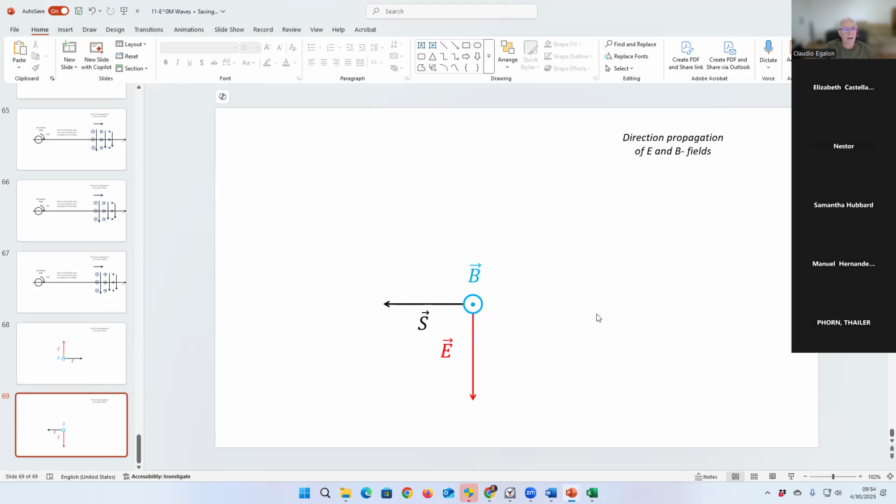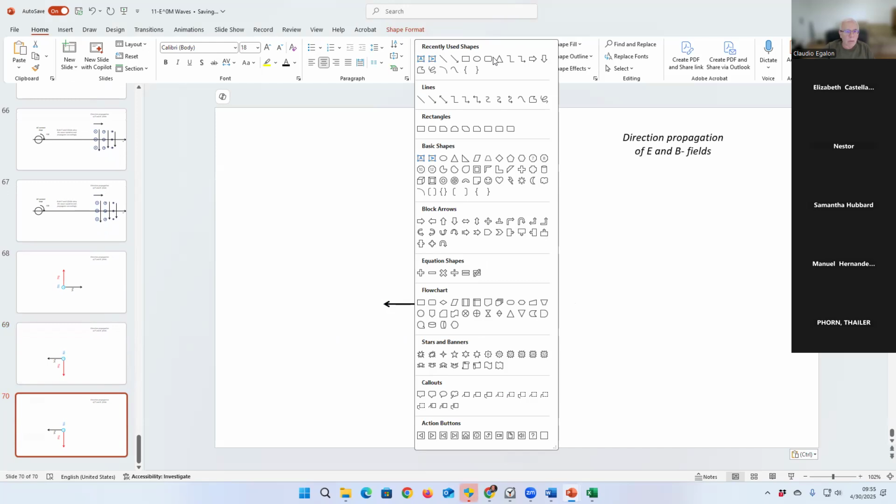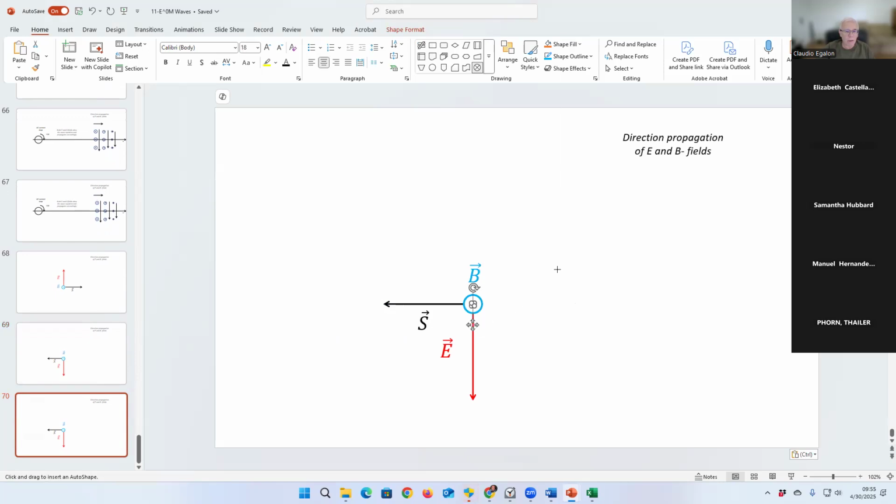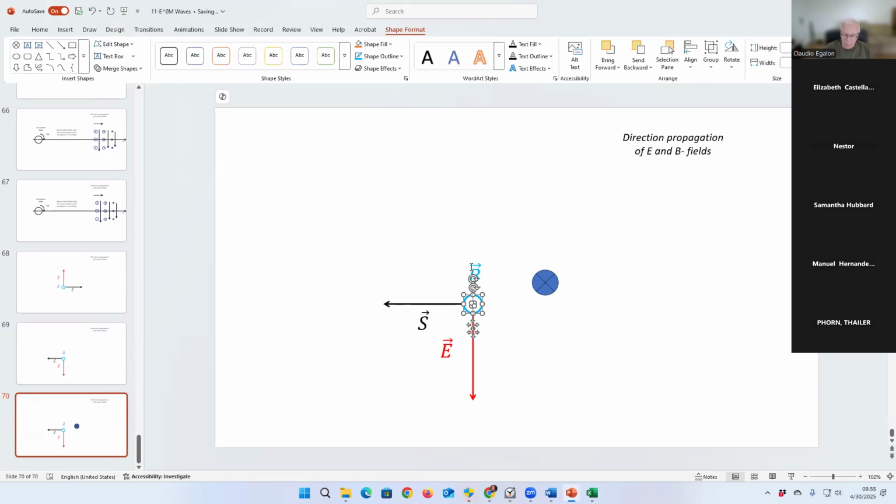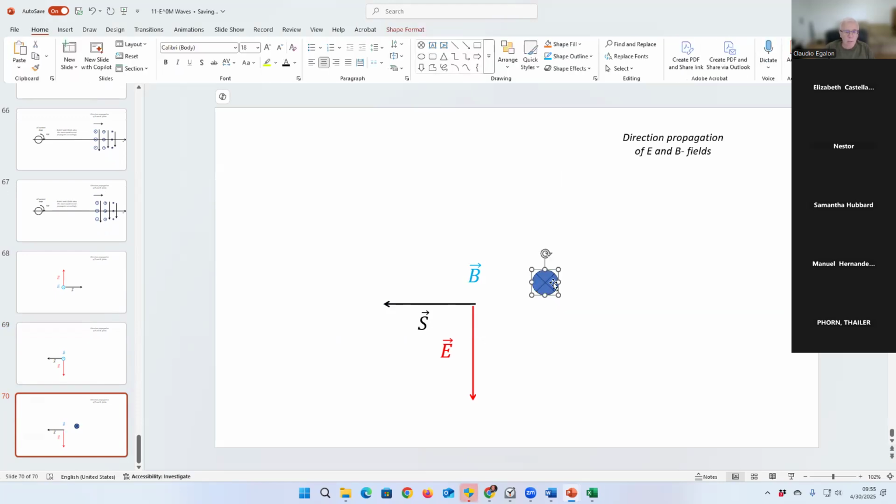E cross B, right? And you could do the same for the B field going downwards as well. Here you go. Let's do the other case. Now the B field instead of a dot here, I'm going to choose something else. Okay, this one that I want: the B field pointing into the board.